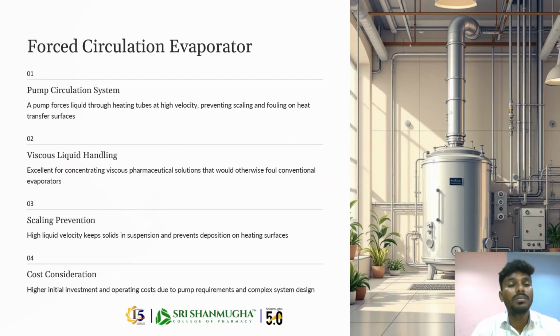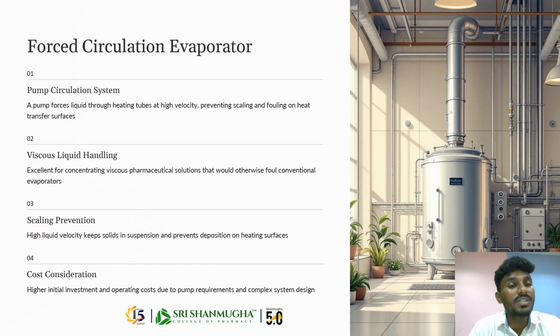And another instrument, the forced circulation evaporator. These are classified into four types. First one is the pump circulation system. The pump forces liquid through the heating tube at a high velocity, preventing scaling and fouling on heat transfer surfaces. These are about the pump circulation system.